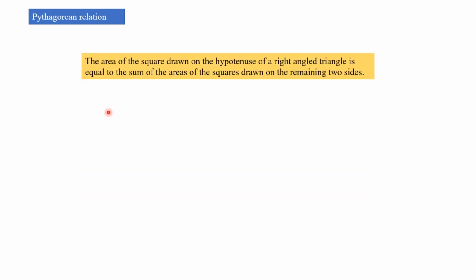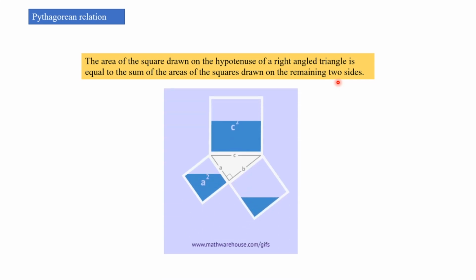Here the Pythagoras relations. What Pythagoras says: the area of the square drawn on the hypotenuse of the right angle triangle is equal to the sum of the areas of the squares drawn on the remaining two sides. So I am going to explain that.